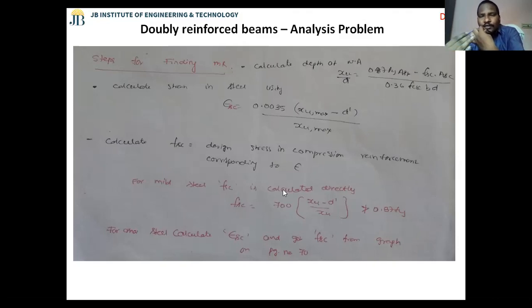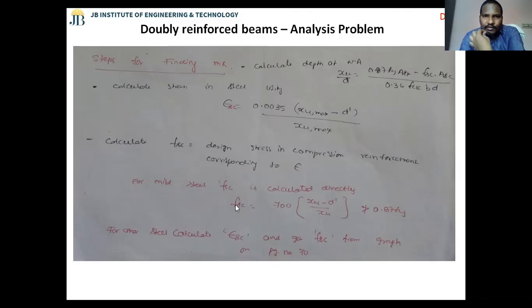So a doubly reinforced section is a little different approach. First is xu by d. Then I want to find out what the stresses are. To find the stress, you find out the strain first. We calculate the strain. Once you know the strain, then based on whether you're using an HYSD bar or a mild steel bar: if you're using a mild steel bar, we use this equation to find out the stresses in steel. And if you're using an HYSD bar, then use the graphs on page number 70 to find out the stresses in the steel.